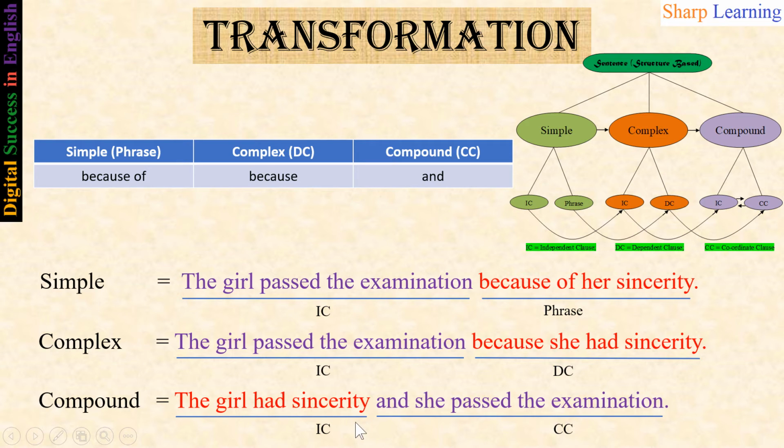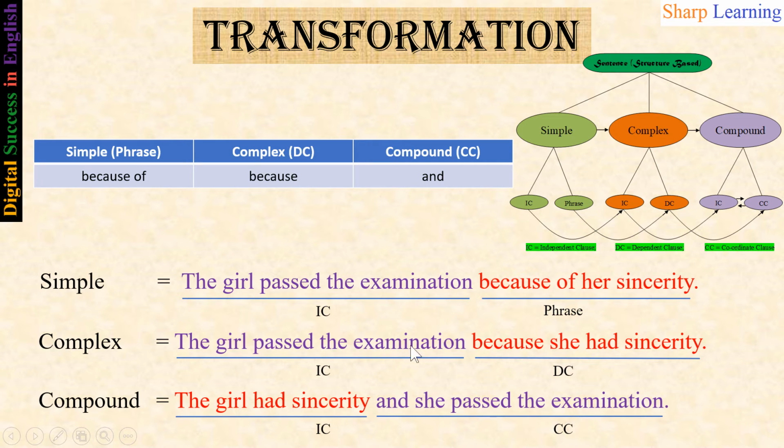In a compound sentence, we have to maintain the sequence. The girl had sincerity. This event is the first event, or she passed the examination, it is the first event. Definitely she passed the examination, it is the afterwards event, the next event. But the first event is the girl had sincerity. Yes, it is the first event. That is why we have used the first event clause at the beginning. So the IC has been transferred into CC, and their position has been interchanged according to the sequence of the clause or of the events.